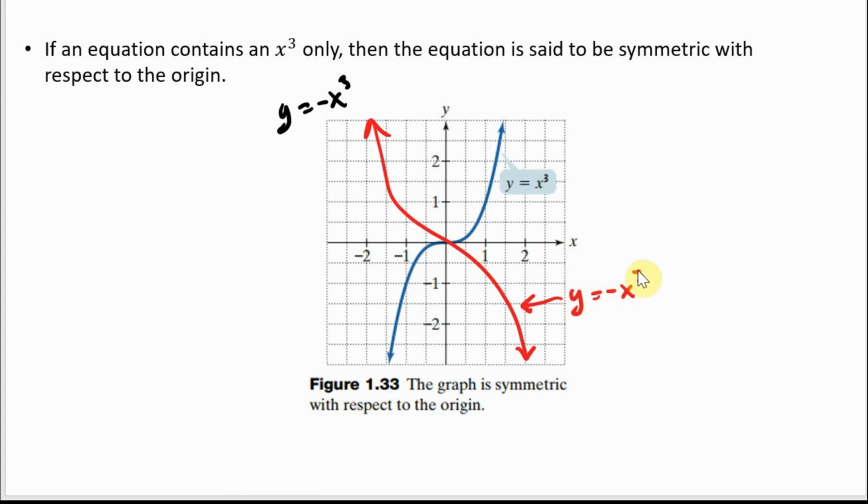And so that is still symmetric with respect to the origin. Being symmetric with respect to the origin just simply means that the signs carry. If x is negative, then y is negative. If x is positive, here it's positive, positive, over here is negative, negative, and then this is negative, positive, and this becomes positive, negative. Just see that.